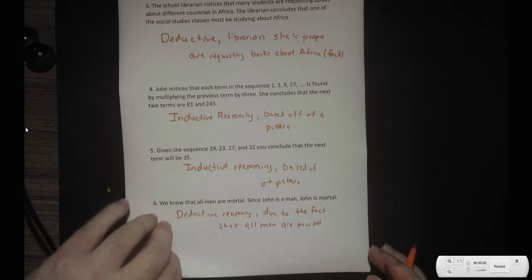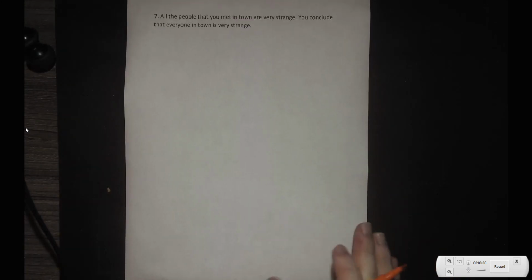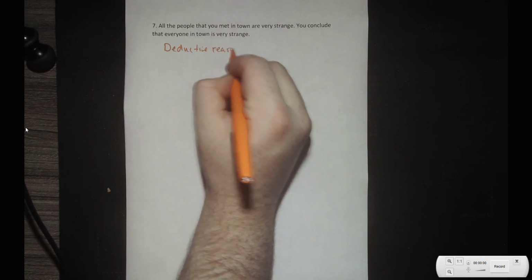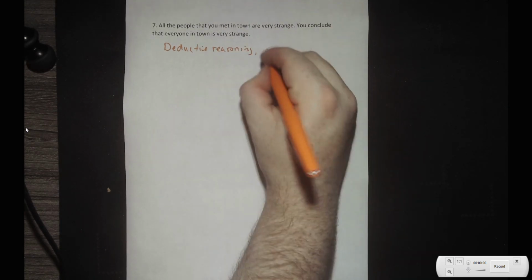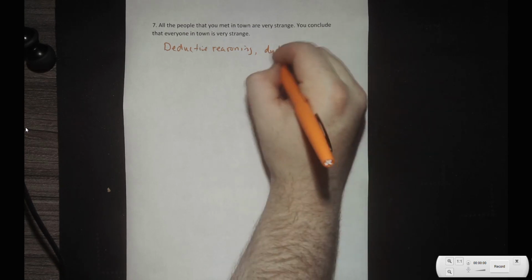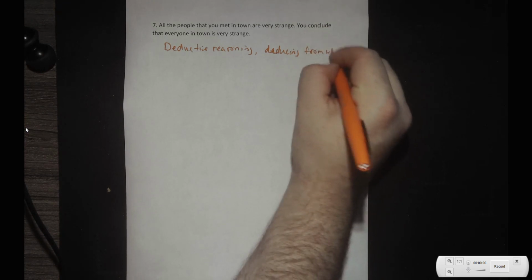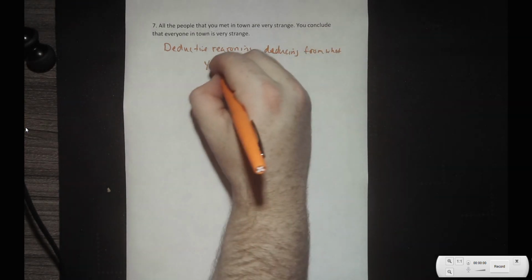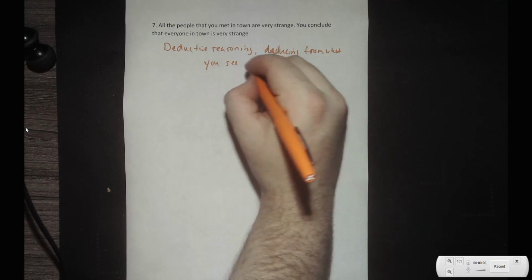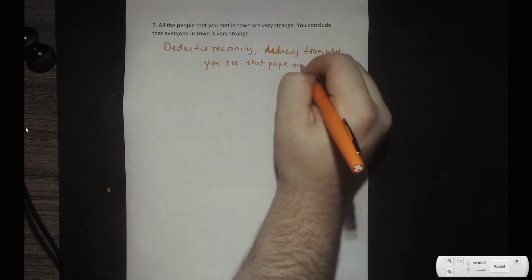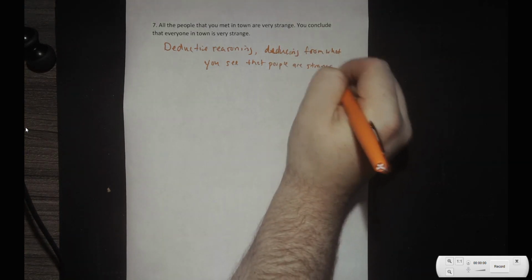Okay, and then finally, all people that you met in town are strange. You conclude that everyone in town is strange. Again, this is deductive. You are deducing from what you see. That people are strange. And that's it.